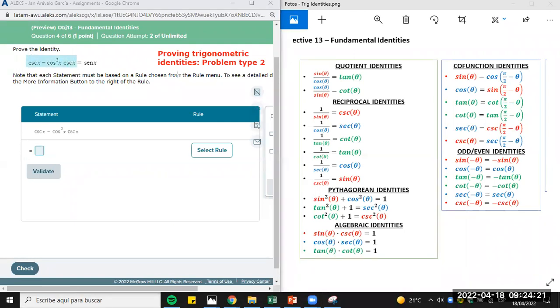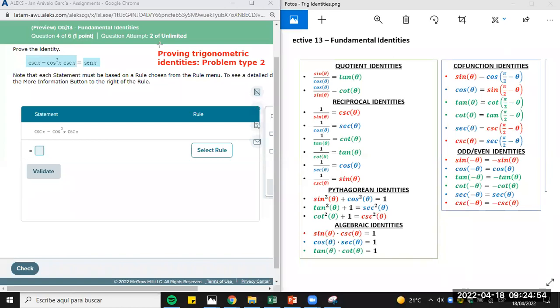We have these people, Alex, say that cosine of an angle minus cosine squared of that same angle times cosecant of that angle is the same as calculating just sine of that angle. A lot more simple. So we have to prove that. We're going to start with the left-hand side of the equation, and let's see what we can do.